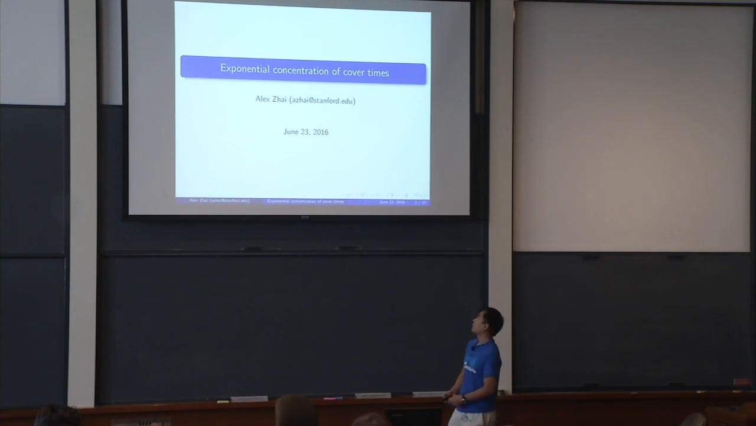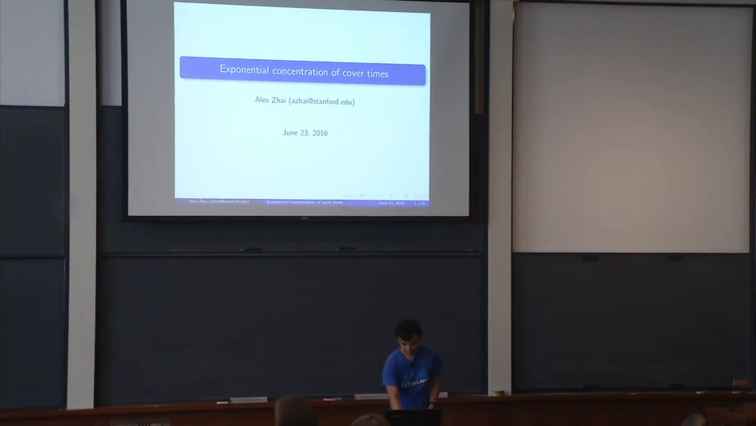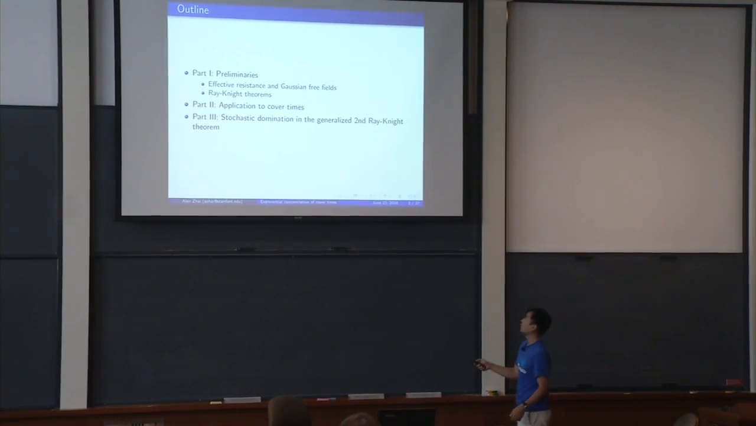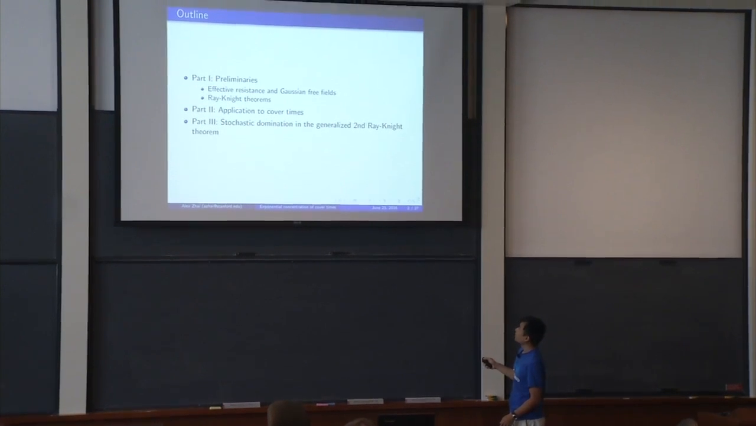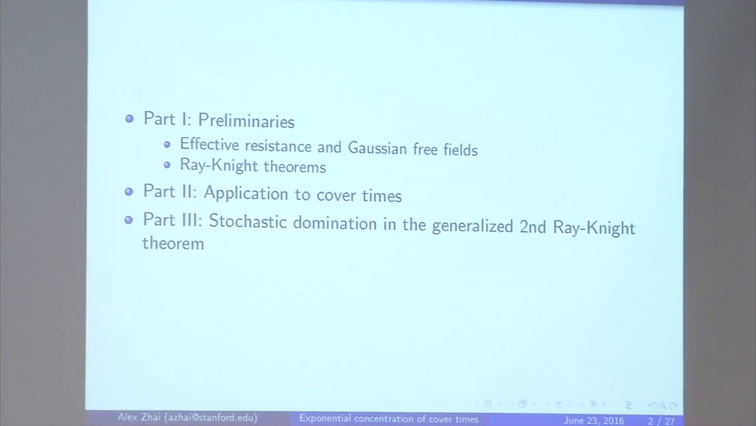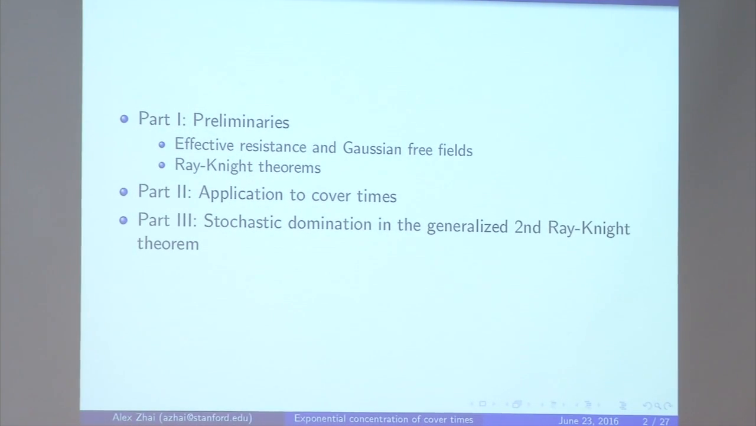Okay, so I'm going to talk about exponential concentration of cover times and their relation to Gaussian free fields. The talk is going to be in 3 parts. In the first part, I'm going to need to spend some time defining a bunch of preliminaries. Basically, the goal of this first part is to state the generalized second Ray-Knight theorem, which is a certain theorem that relates random walks with Gaussian free fields.